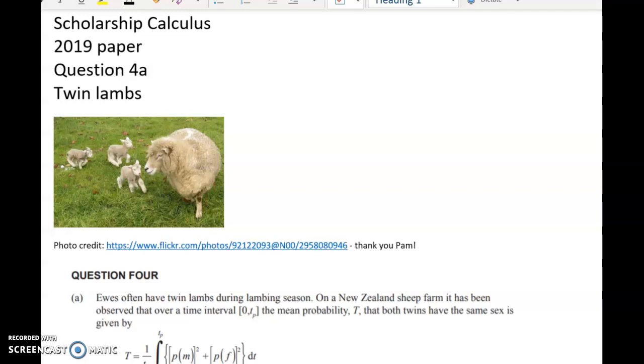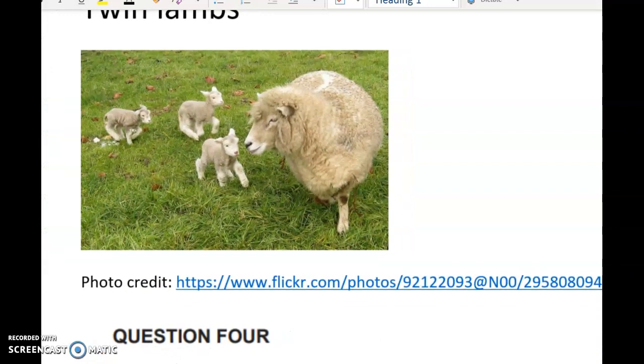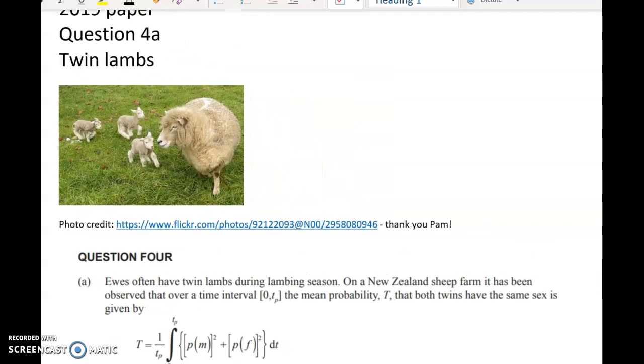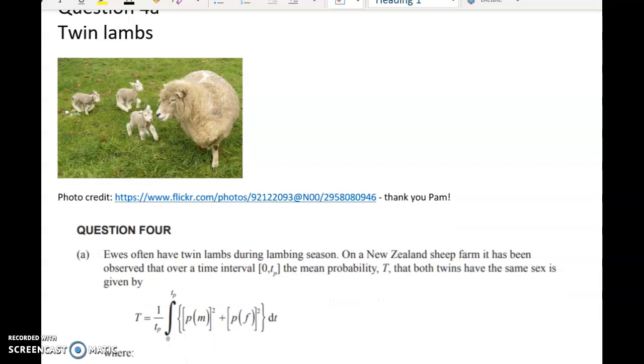Before I start, I just wanted to say thank you to Pam, whose Flickr photo I've used here. This photo is not what the question's about, because it shows this beautiful big Romney sheep that's had triplets, and you can see that one of those triplet lambs is quite little. The question in the scholarship calculus paper, a very good New Zealand context, is about twin lambs. If you want to see all of Pam's photos of her farm and her sheep, they are really cool, and there's the photo credit link there.